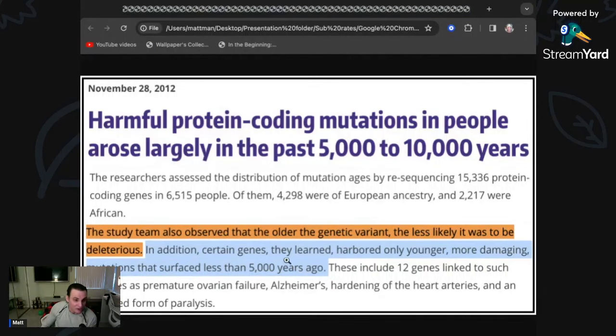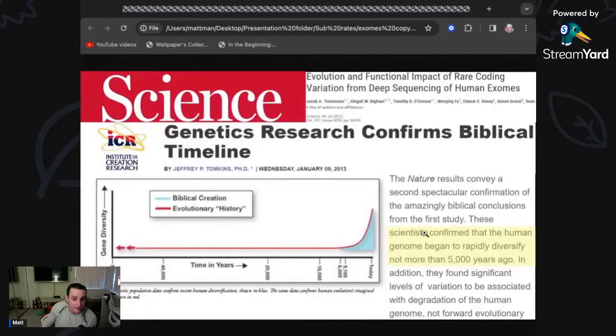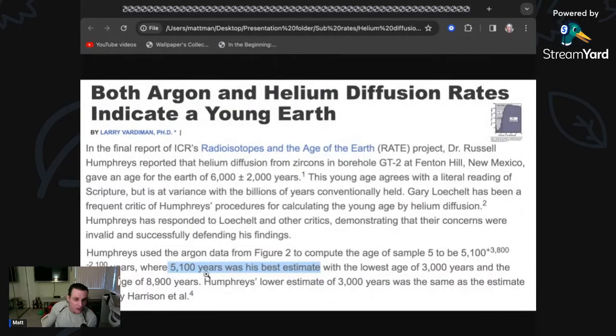Look, in addition, certain genes they learned harbored only young, more damaging mutations that surfaced less than 5,000 years ago. And so we see it again here. Scientists confirm that the human genome began to rapidly diversify not more than 5,000 years ago. Well, yet again, there it is. Helium and argon diffusion rates about 5,100 years ago is their average rate.